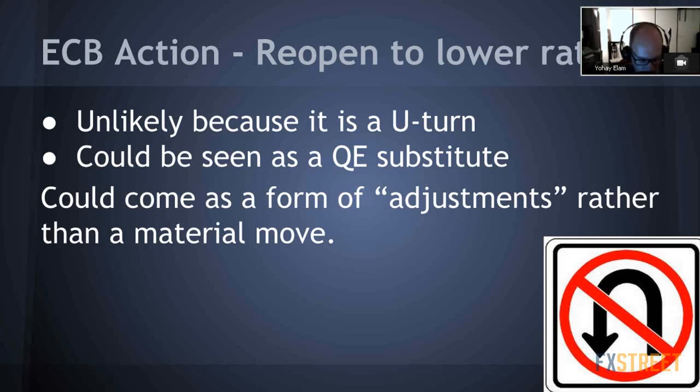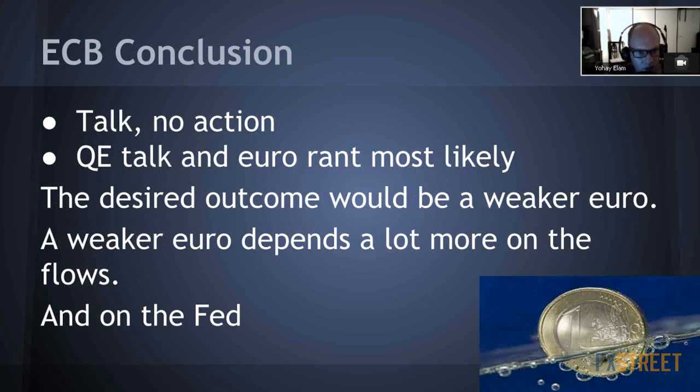So, what do we expect from the European Central Bank? I expect talk, no action. QE talk and a rant about the value of the euro is more likely than reopening the door to lower interest rates. What Draghi would like in an optimal scenario would be that the euro would be weaker after the press conference, without having to act, of course. But a weaker euro depends a lot more on the flows and on the Fed. So if we have strong data from the United States and the dollar strengthens across the board, it will have a stronger impact. In addition, the Eurozone still has a positive trade balance in current account.